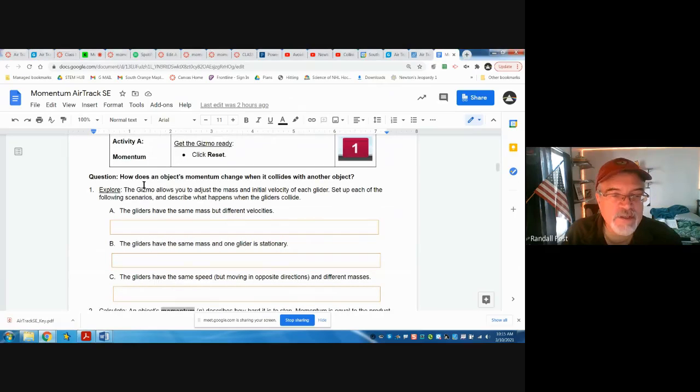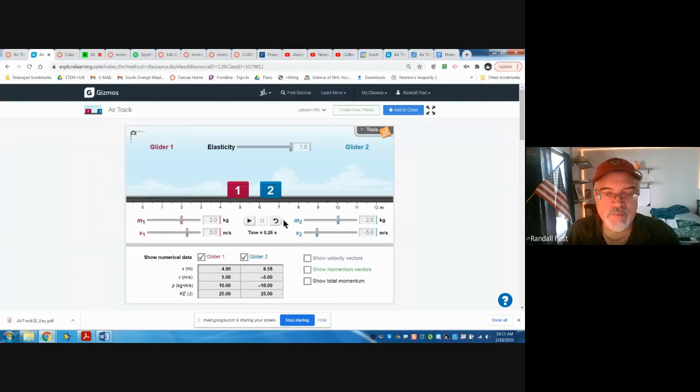Okay, then you would move on to this and click reset. Explore these 3 situations. Let's set the gliders with the same mass but different velocities. How would you do that? You do different masses. Okay, this is where you set the different masses. But we want same mass and different velocity, right?